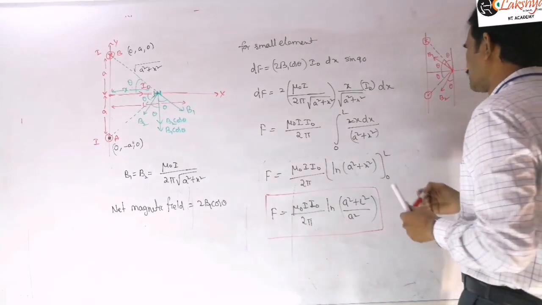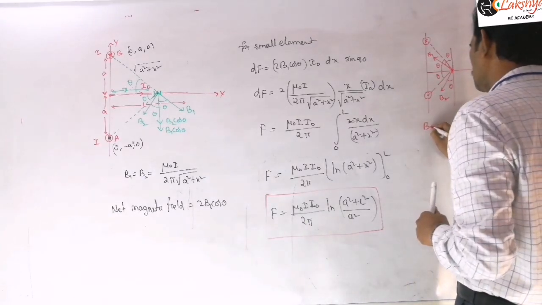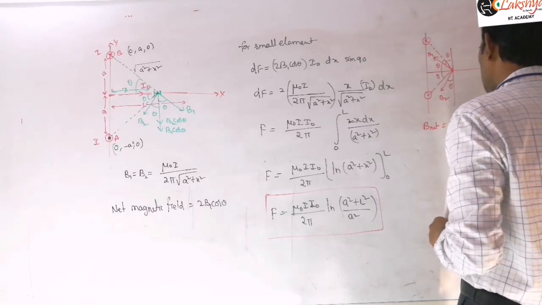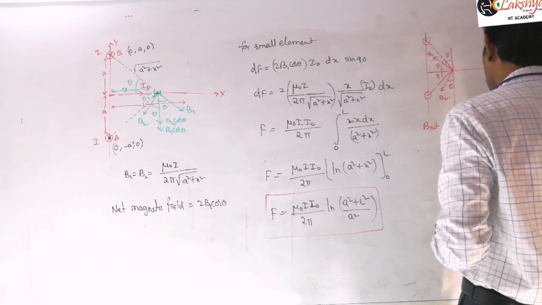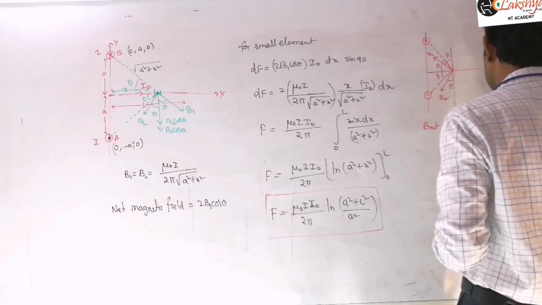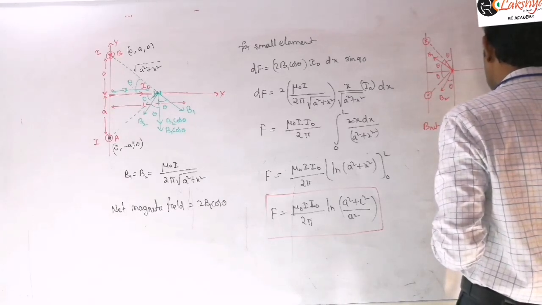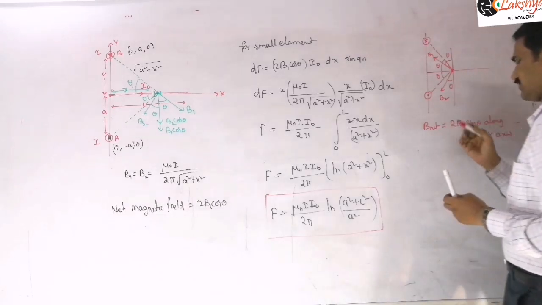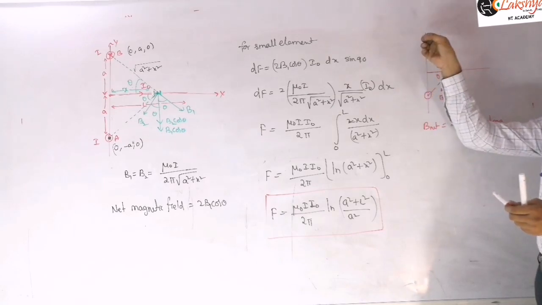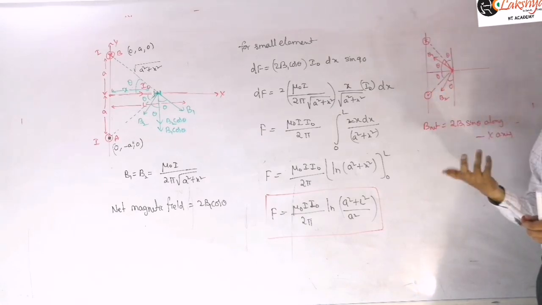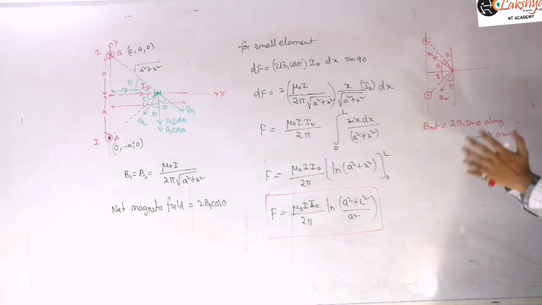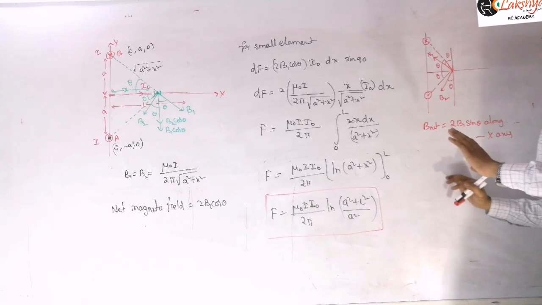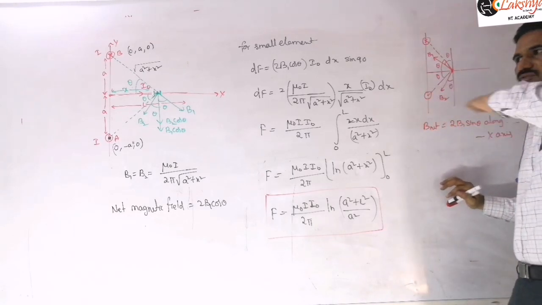The net field will be along this. The net field B net for that is 2 B1 sine theta along the negative x-axis, along minus x-axis. So in this case, if you are reversing it, if you are taking this as outwards, then you will get it along the positive x direction. It is not important whether it is negative x or positive x. So now it is along the x-axis. The magnetic field will be along the x-axis.